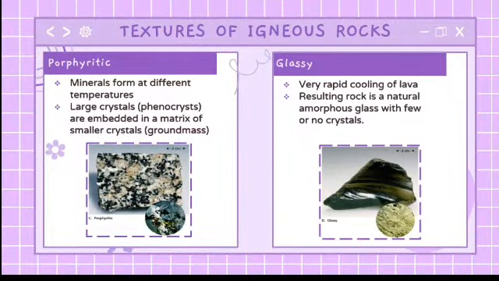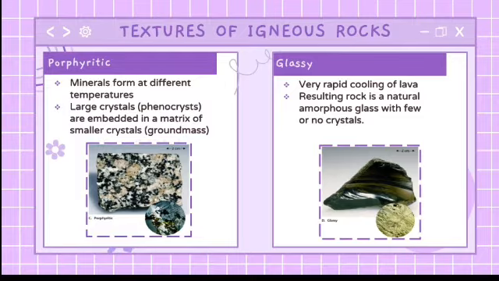So the third one is porphyritic texture. Minerals form at different temperatures, which affects their texture. Large crystals or phenocrysts are embedded in a matrix of smaller crystals or groundmass. Porphyritic textures develop when conditions during cooling of a magma change relatively quickly. The earlier formed minerals will form slowly and remain as large crystals, whereas the sudden cooling causes the rapid crystallization of the remainder of the melt into a fine-grained matrix. The result is an aphanitic rock with some larger crystals embedded within its matrix.